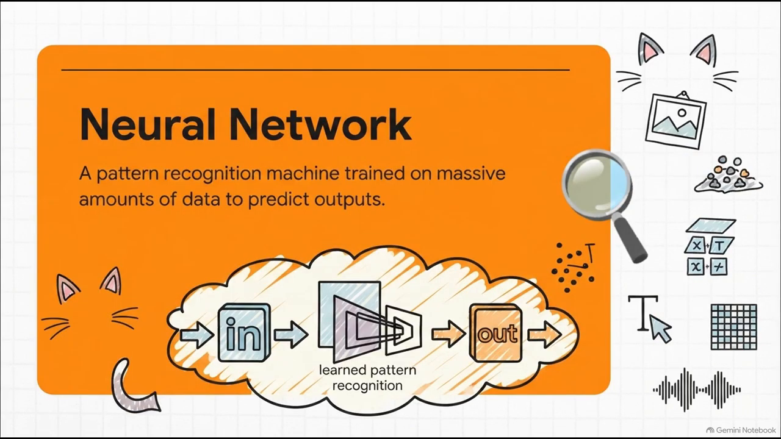Think of it kind of like teaching a toddler to recognize a cat. You show them a bunch of pictures until they finally spot the patterns, right? The pointy ears, the whiskers, the tail. Well, AI does exactly that, but using math at an absolutely insane scale to predict text, pixels, or audio. You feed it billions, literally billions of data points, and it uses layers of mathematical filters to refine its guess over and over again until it consistently hits the right answer. It's basically just data in, learned pattern recognition, and a highly educated prediction out.